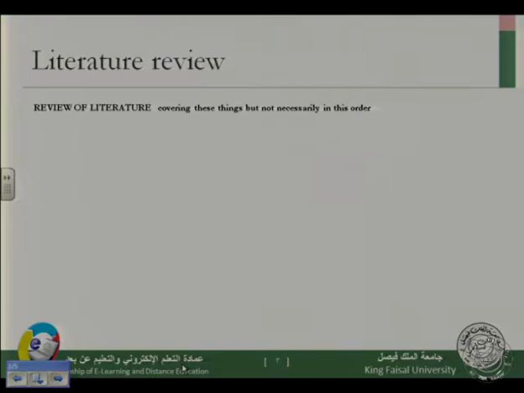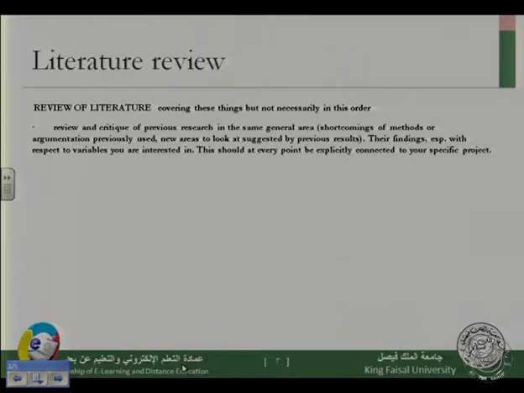Literature review is reviewing of the literature covering these things, but not necessarily in this order. You cover a review and critique of previous research in the same general area, shortcomings of methods or argumentation previously used, new areas to look at suggested by previous results, their findings, especially with respect to variables you are interested in. This should at every point be explicitly connected to your specific project. So in literature review, you review the previous studies.